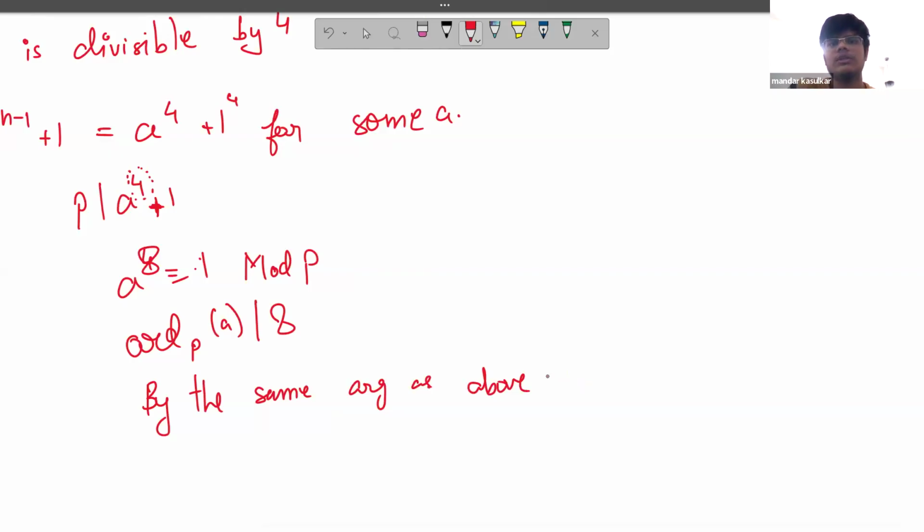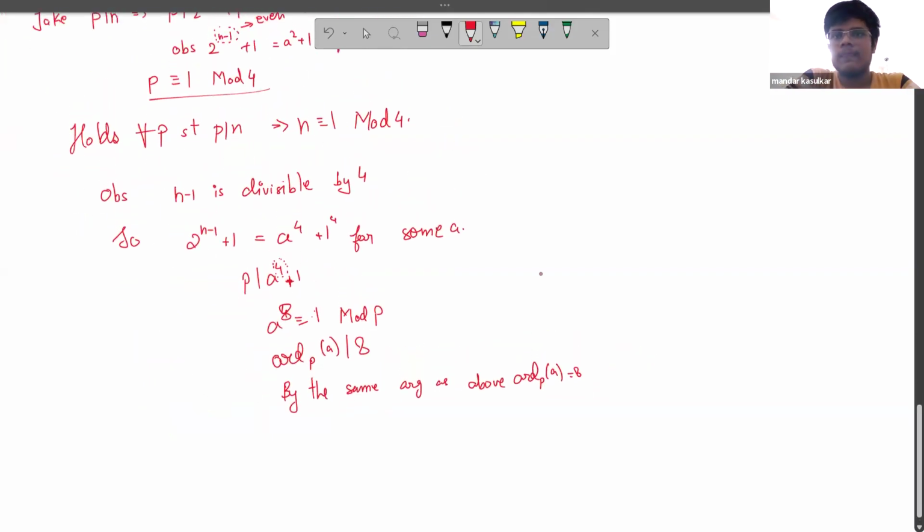Above, the order of a mod p is equal to 8. Is this clear to everyone? Like what we just did? Anyone who is not clear with this? Okay, I suppose this is clear to everyone. So this implies that p is congruent to 1 mod 8.